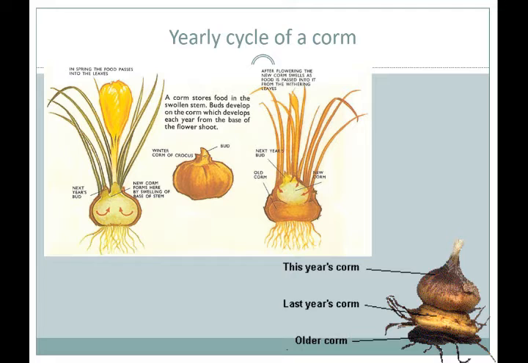Every year a new corm will be growing on top of the old corm. As you can see in the picture on the bottom right, you have this year's corm on top, last year's corm below it, and then at the end you have the oldest corm. So that means this plant has been growing for 3 years.